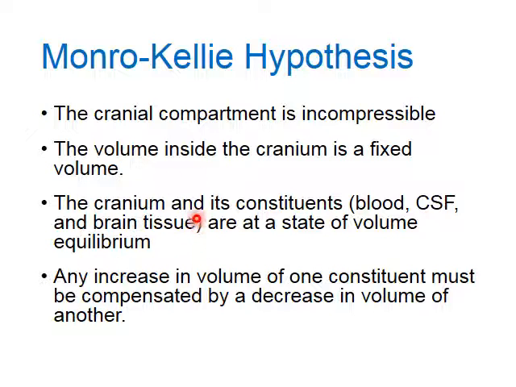So we usually end up seeing the cranium, as I said, and the constituents are CSF and brain tissue. These are at a state of equilibrium. We also see that down through your spinal cord because that fluid and everything is continuous with your spinal cord. The meninges around your brain are continuous with the meninges that go around your spinal cord as well. And with a lumbar puncture, the pressure in your spinal cord is a good representation of what's going on in your brain. So any increase in the volume of one constituent must be compensated by a decrease in the volume of the other. That's all it's saying.